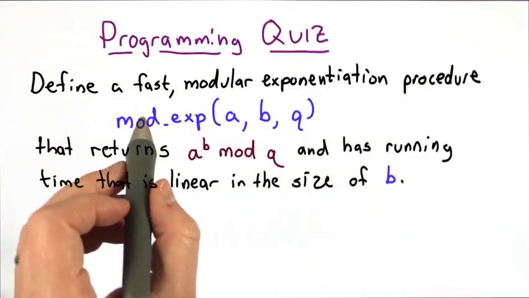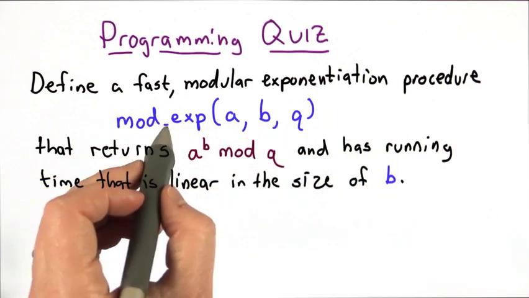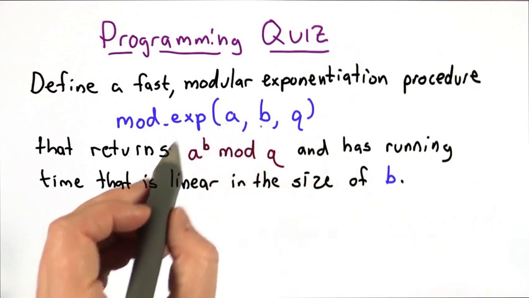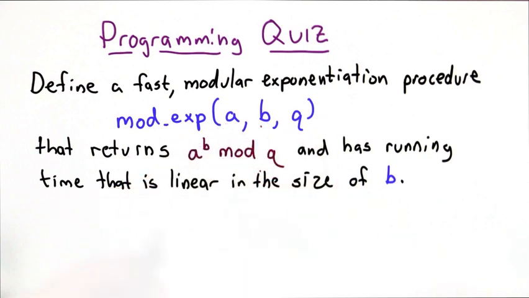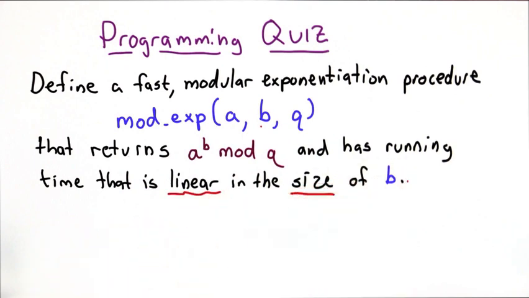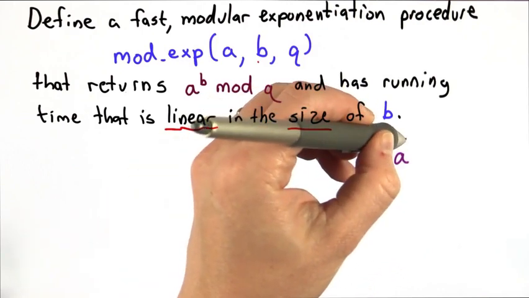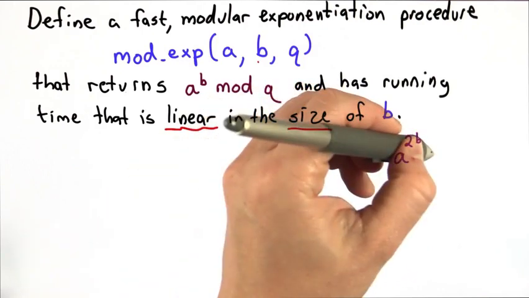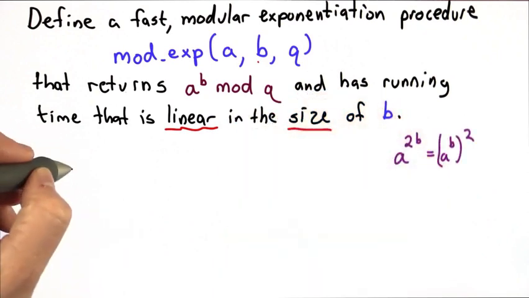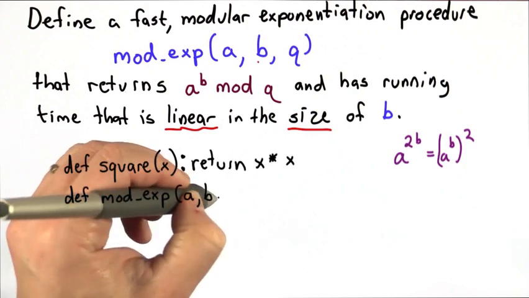So for the programming quiz, your goal is to define a fast modular exponentiation procedure, call it mod_exp, that takes as inputs a, b, and q, and returns the value of a raised to the b power mod q, and its running time should be linear in the size, meaning the number of bits to represent the input b. To do this, we're taking advantage of the property that a to the 2b is equal to a to the b, squared. So let's first define a procedure to do squaring, and then we'll define our modular exponentiation procedure.